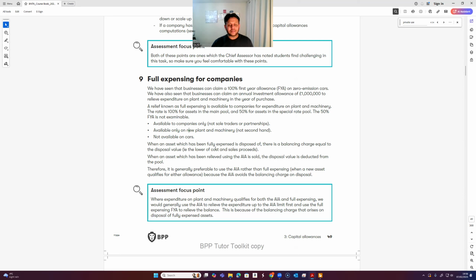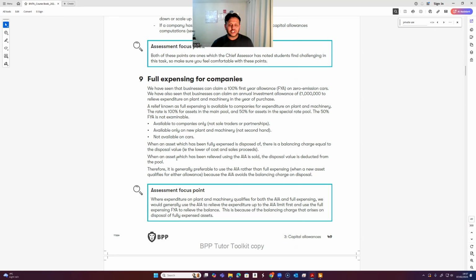When an asset that has been fully expensed is disposed of, there is a balancing charge equal to the disposal value. So how much you sold it for will be equal to the balancing charge. For example, this is very important to understand. When you have an asset of £10,000 which we have expensed, and we claim £10,000 allowance, but next year I sell the asset and get some money, that will create a balancing charge of the whole amount. I have to pay tax on it.